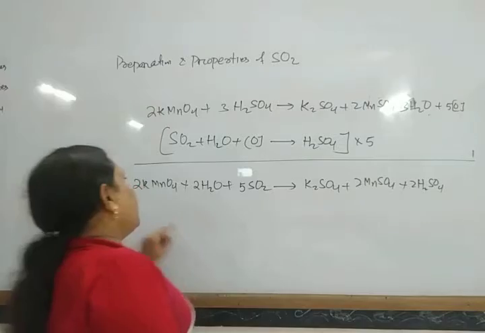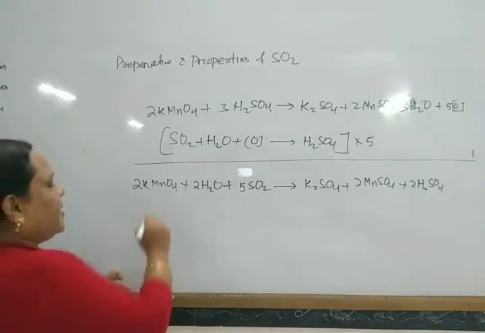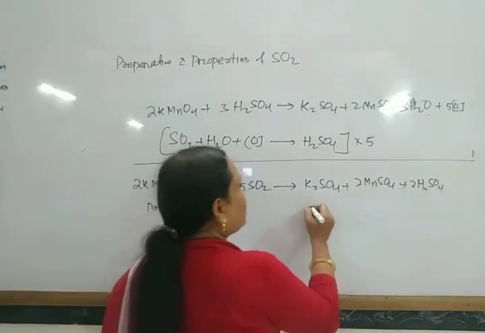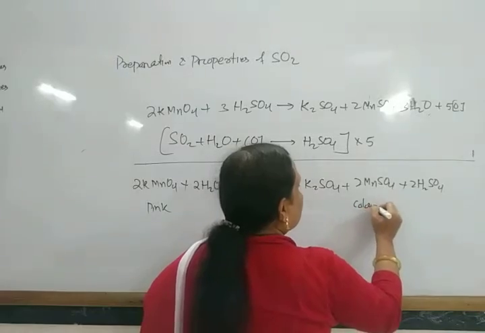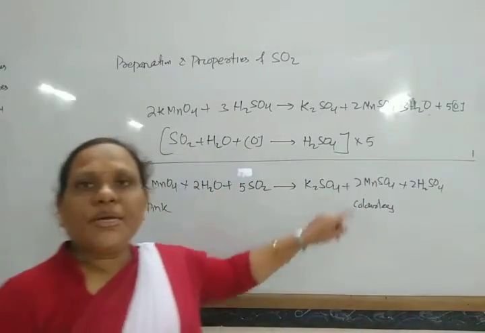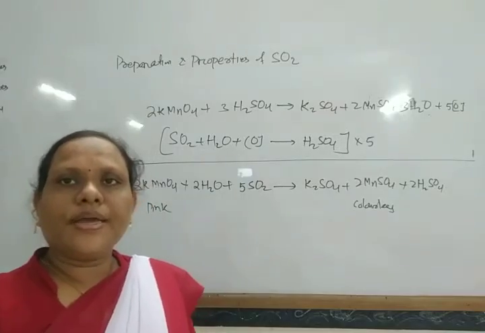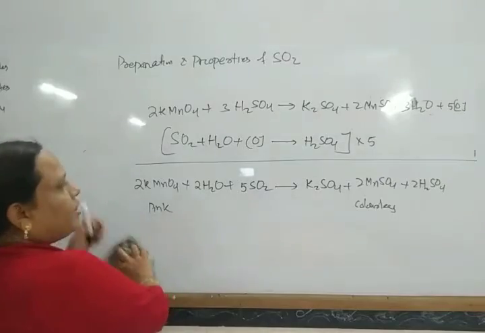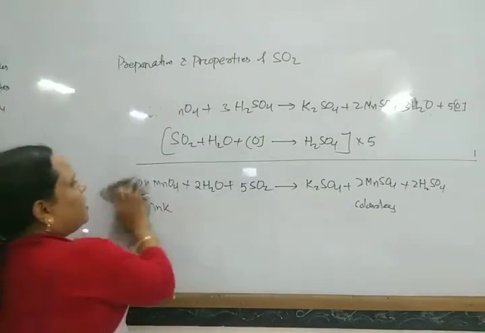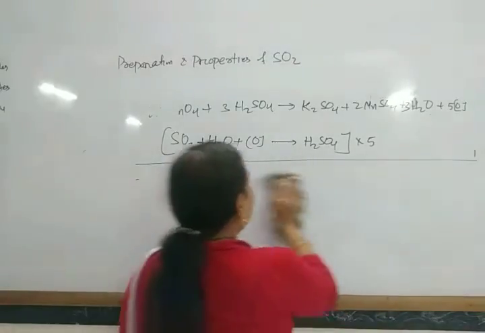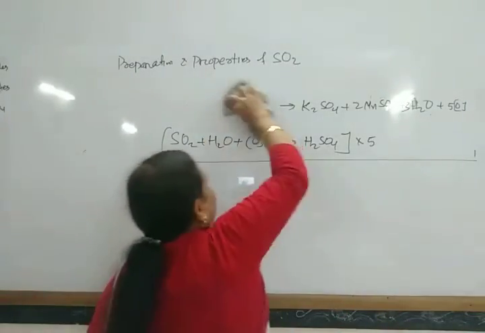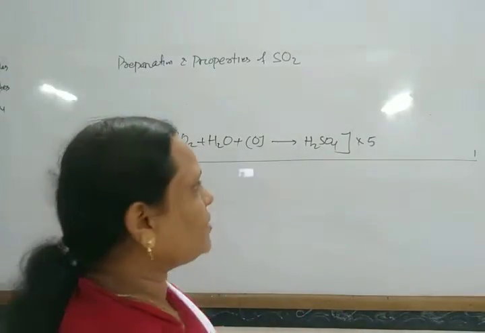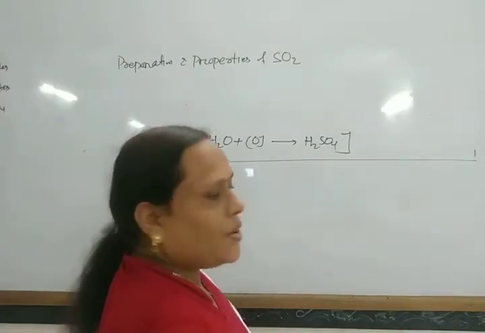In this way, the pink color of potassium permanganate changes to colorless, because manganese in Mn2+ is colorless. Similarly, it reduces acidified potassium dichromate solution, and the orange color of potassium dichromate solution changes to green.